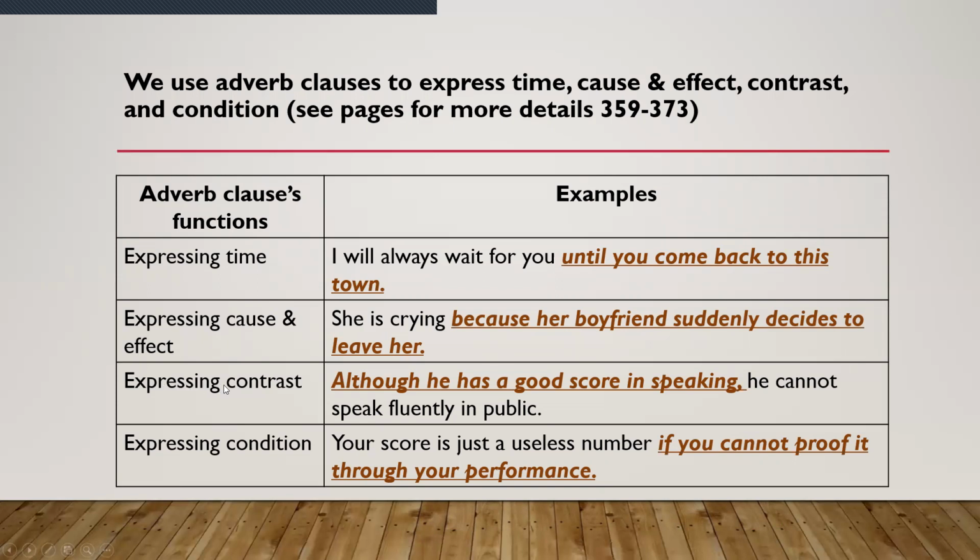And then we also use the adverb clause to express contrast, to contrast two things. So like we have two simple sentences, but the first one contrasts with the other one. So we add dependent words like although, even though. And then the other one, we also use the adverb clause to express condition, like this one. The adverb clause that expresses condition begins with words like if, unless, whether, and many more. You can find it.